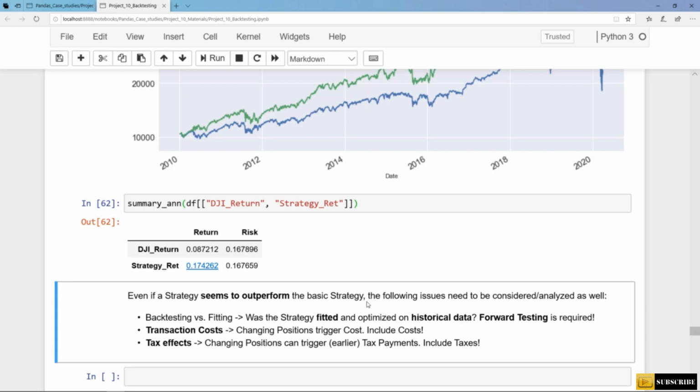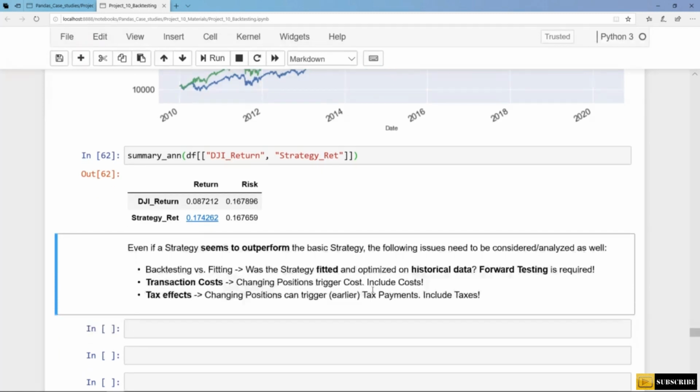Then next, we have transaction costs. Whenever we change positions, this will trigger costs. And actually, we should include costs. But also, this is beyond the scope here. And finally, there are also tax effects. Changing positions can trigger additional or at least earlier tax payments. So we should also include taxes.